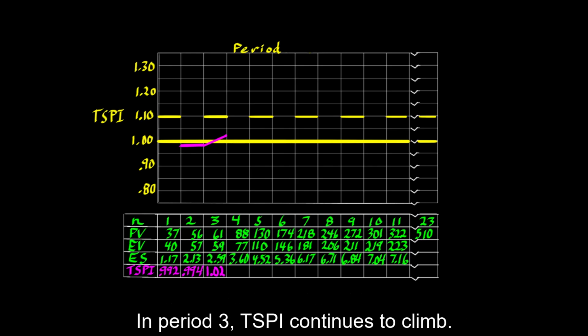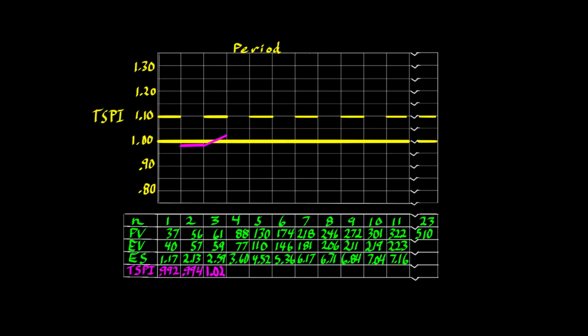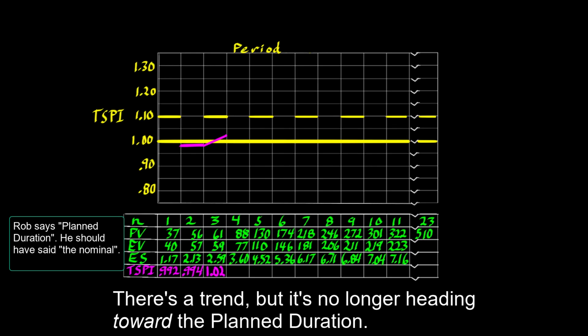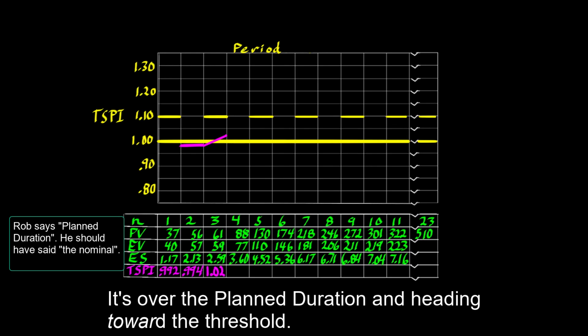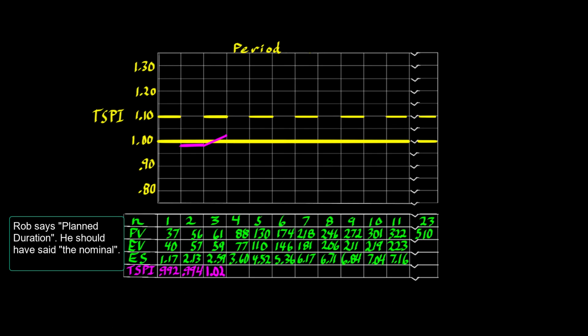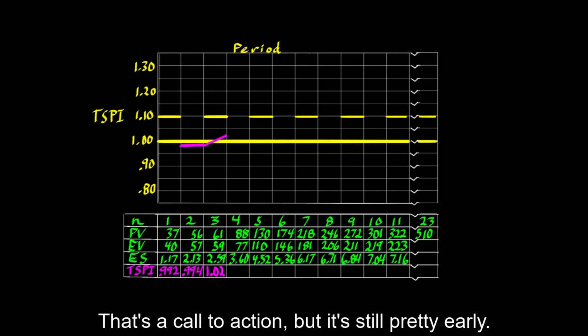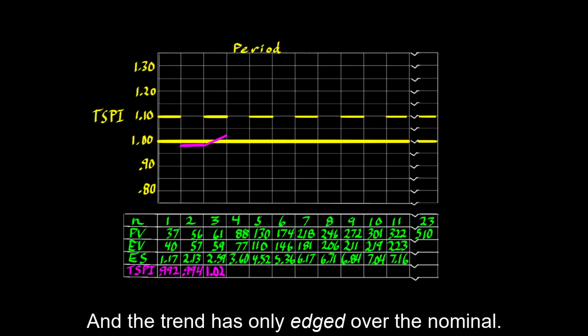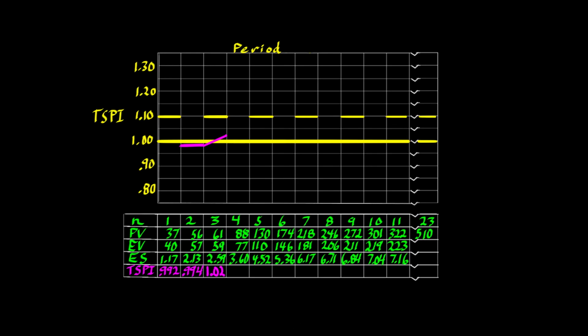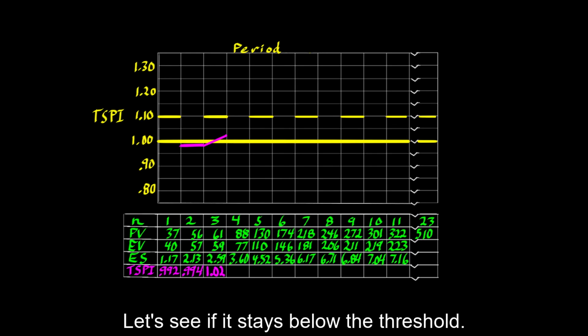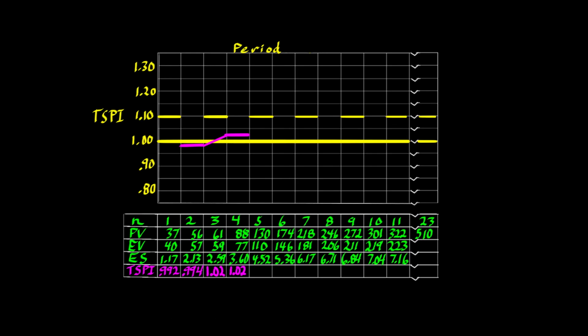In period 3, TSPI continues to climb. There's a trend, but it is no longer heading toward the planned duration. It's over the planned duration and heading toward the threshold. That's a call to action, but it's still pretty early, and the trend has only edged over the nominal. Let's see if it stays below the threshold. It does. TSPI is flat. That breaks the trend. Let's hope it's leveled off.